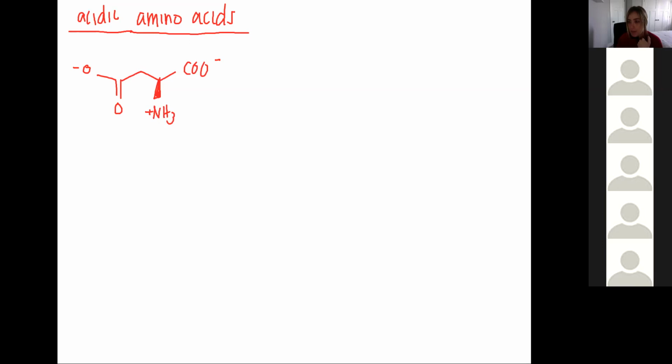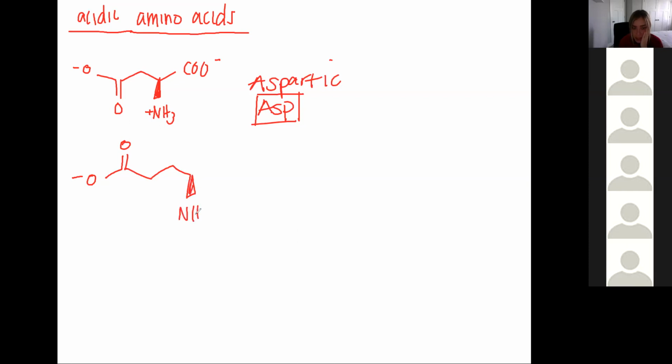Yes, arginine, those are amino acids, 100%. So this one right here is considered an acidic amino acid, and this is aspartic acid. So here's aspartic, okay? And that is known as this, and this is an amino acid, okay? Aspartic acid. Here's another one. We have glutamate, or glutamic acid, and it looks like this. NH3 positive, COO minus. Okay.